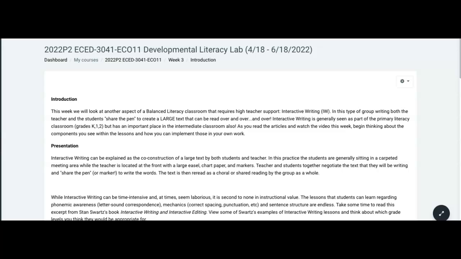Welcome back. We have covered the elements of shared reading and interactive read aloud in a balanced literacy framework. If you have questions about either element, please ask.